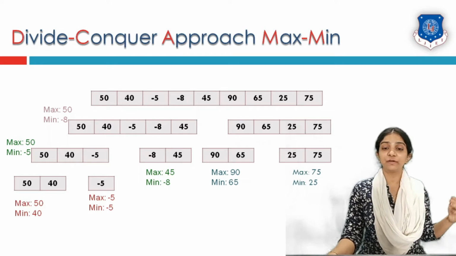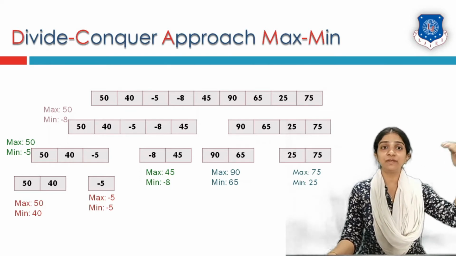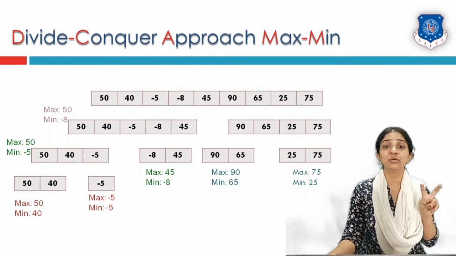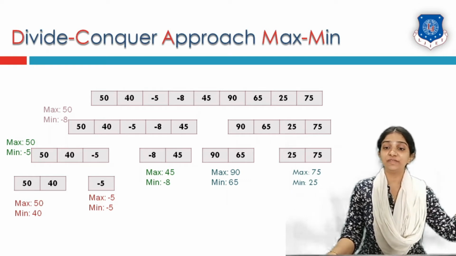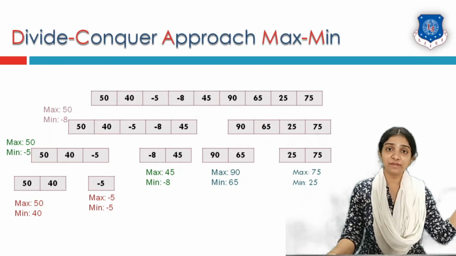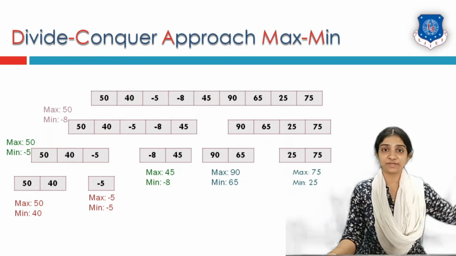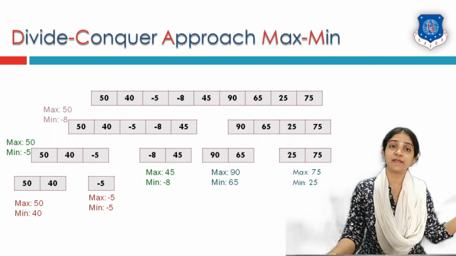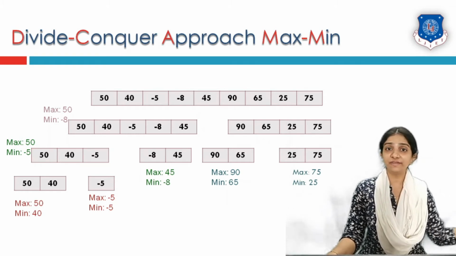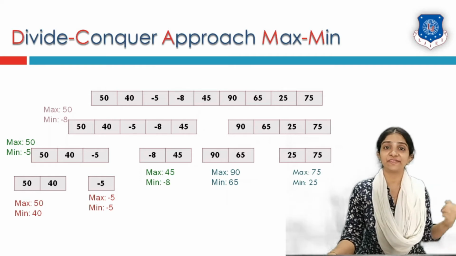Now, going one more level up, we must have the solution of both these subproblems. Towards the right hand side of the 90 sublist, we don't have max and min yet. So we need to solve from the bottom up. So towards the right, the bottom two lists are 90, 65 and another sublist, 25 and 75.